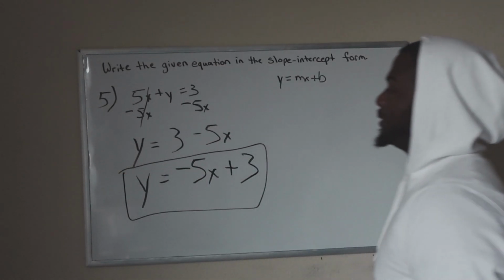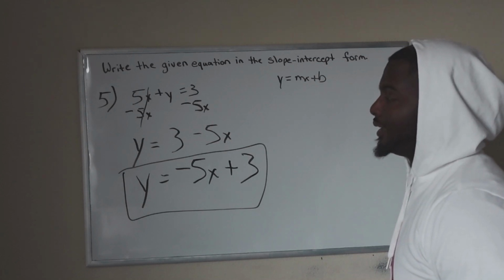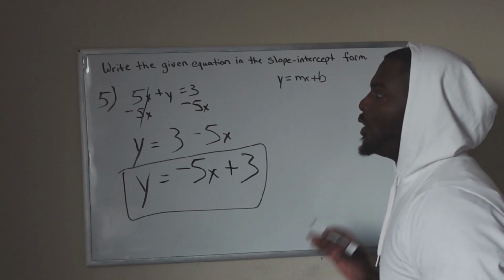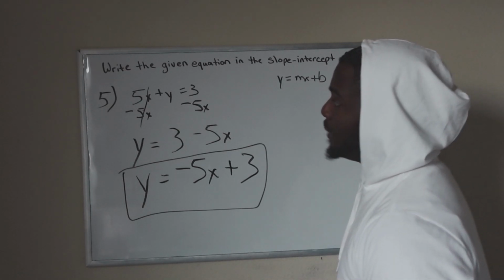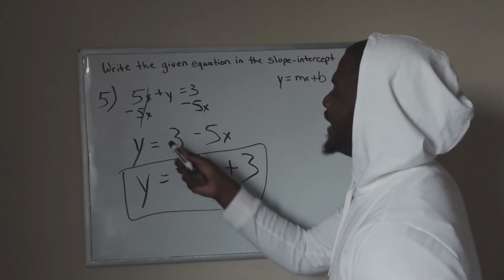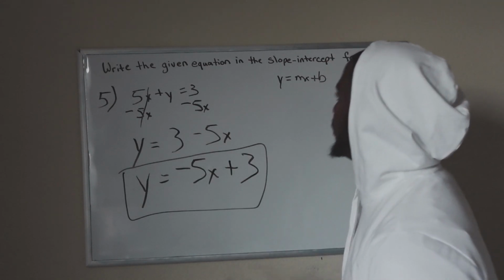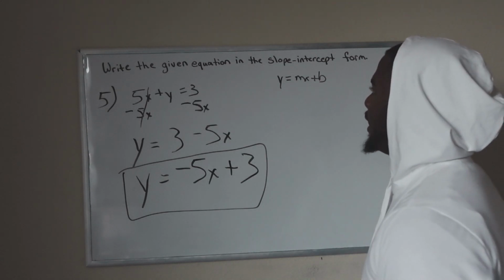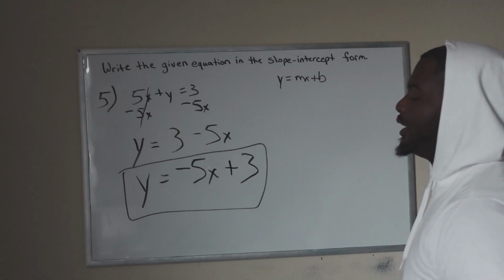That's the answer. If you have any questions, just rewind this video back and go step by step. Remember, step 1 was to get y by itself. And once we got y by itself, we got this equation. All we did next was rearrange it so that it looks just like this equation right here.